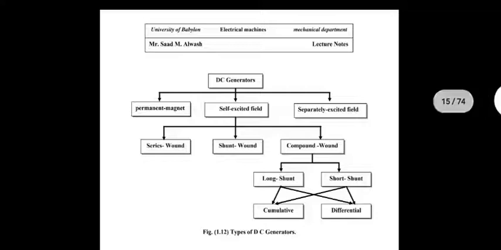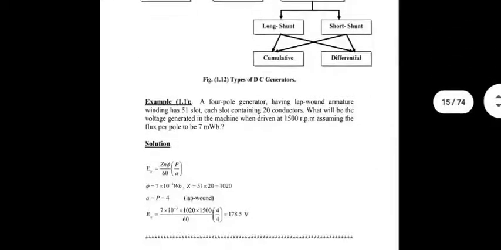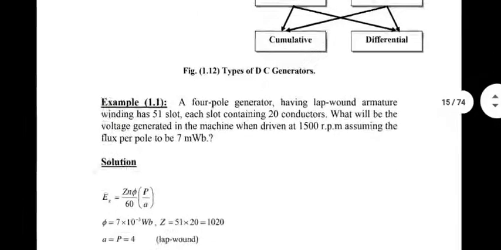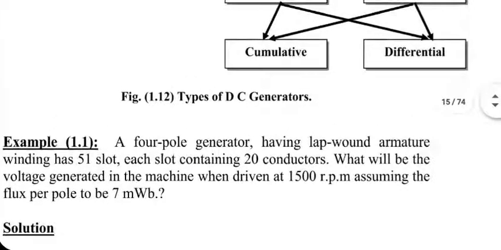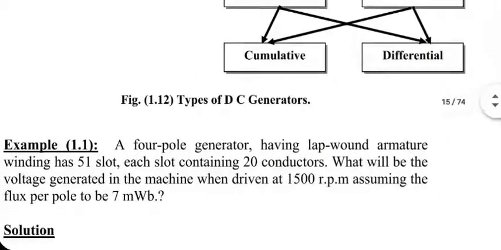You will find that most of the things in this document are a repetition of what we have done. But it's good to look at a solved problem carefully. A 4-pole DC generator, obviously. He's not saying DC generator, but it is a DC generator. Having lap wound armature winding has 51 slots, each slot containing 20 conductors. So the total number of conductors is 51 multiplied by 20.